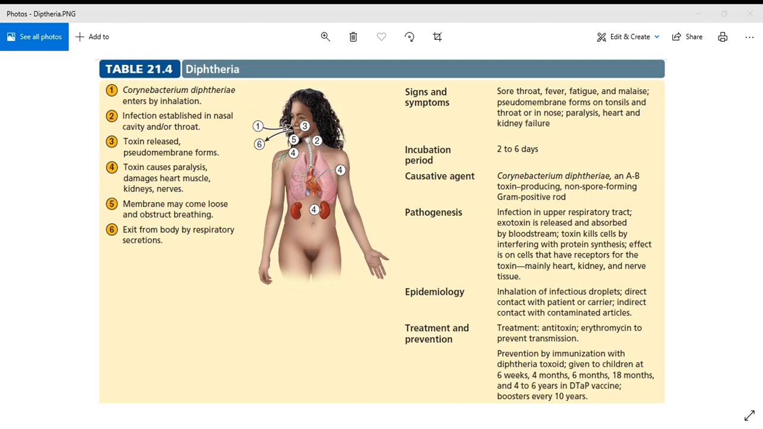Like I said, the microorganism is not actually the cause of this disease, but of course it's the cause. So the way to avoid it is actually not to contract the organism.